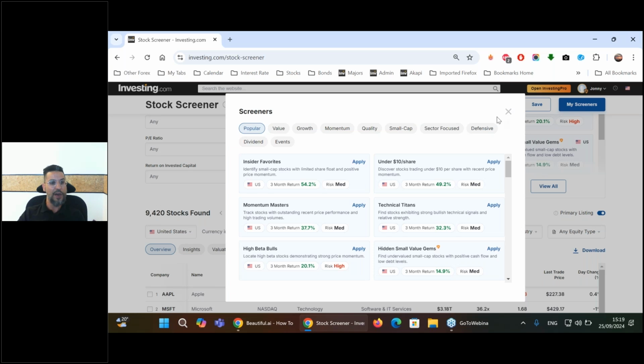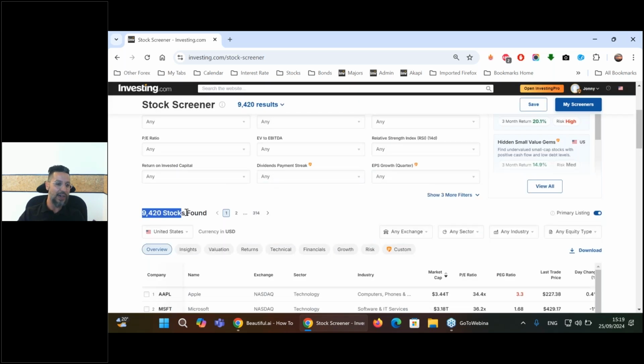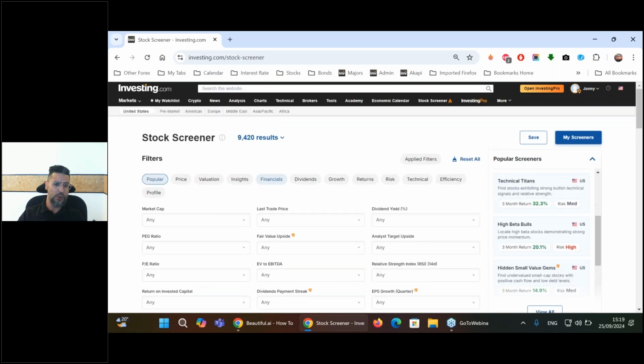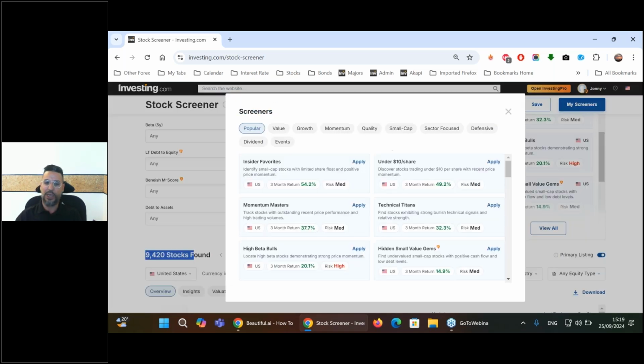This is my first step here. Obviously, like you can see, over 9,000 stocks found at the moment, with almost thousands of different parameters and criteria. I don't even want to get started with my deeper drill down. I first pull up the preset screeners, and very easily sort it out over here. Popular is where I start. So these are some of the most popular screeners today.